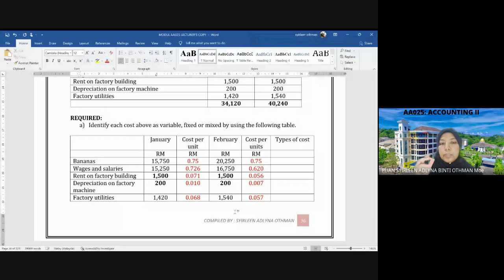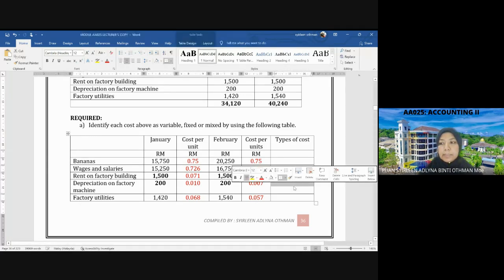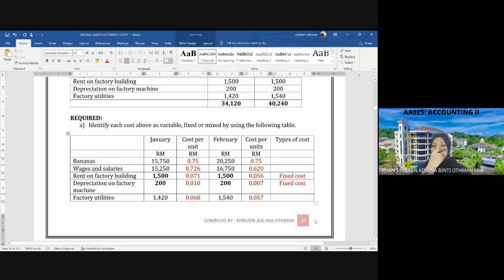So kalau total in January and February, kalau you tengok, rent, dua-dua bulan, 1,500. Depreciation, dua-dua bulan pun 200. So dua ni, saya dah dapat kenal pasti. Okay, I can classify them as fixed cost. Alright, so sekarang saya dah tahu daripada 1, 2, 3, 4, 5, I have 2 fixed costs. So yang mana mixed, yang mana variable saja I kena tentukan sekarang.